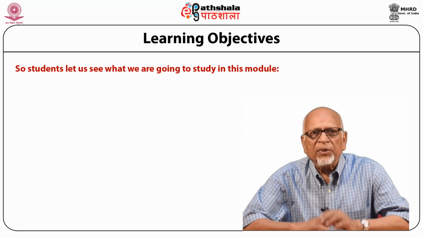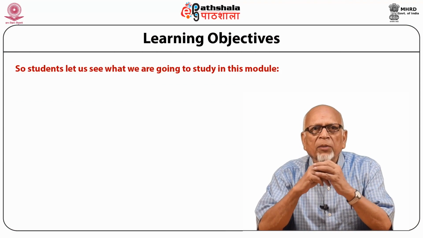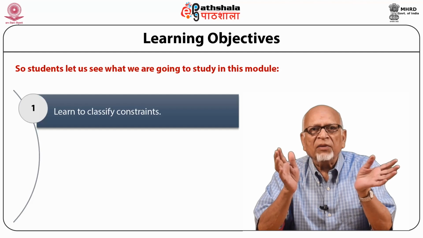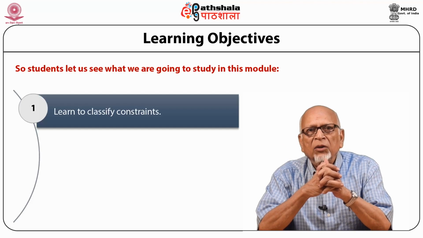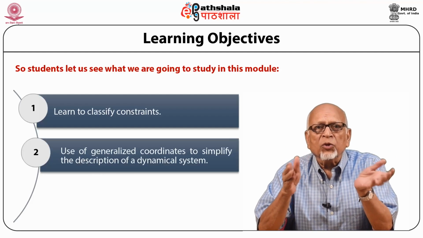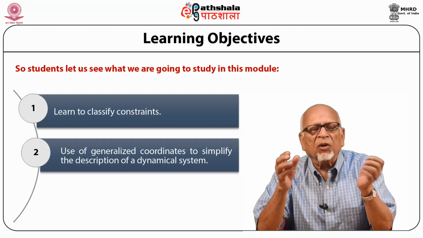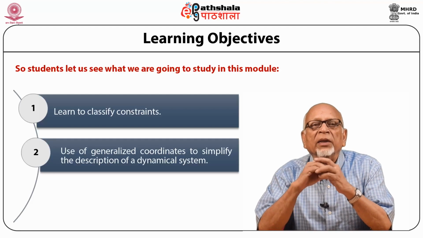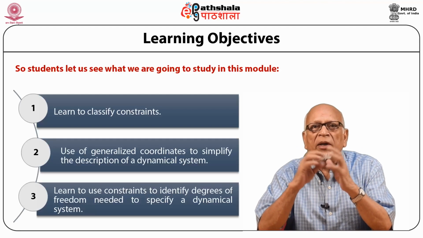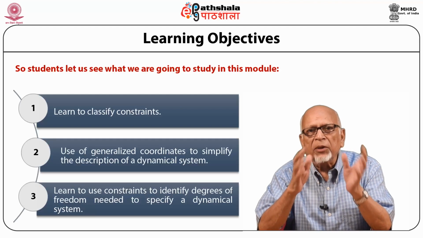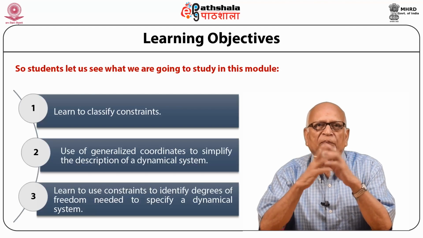Today we are going to talk on the module named Constraints and Generalized Coordinates from the paper Classical Mechanics. After completing this module, you should be able to learn to classify various kinds of constraints. You should be able to use the generalized coordinates to simplify the description of a dynamical system, and then finally learn to use constraints to identify degrees of freedom needed to specify a dynamical system.